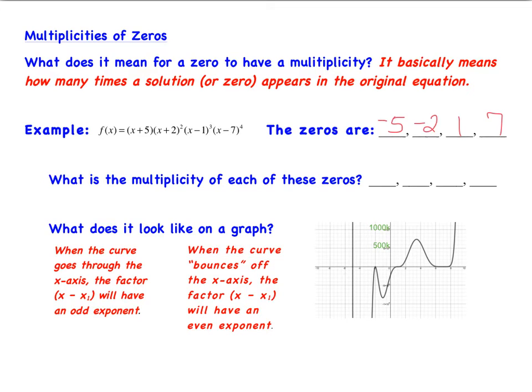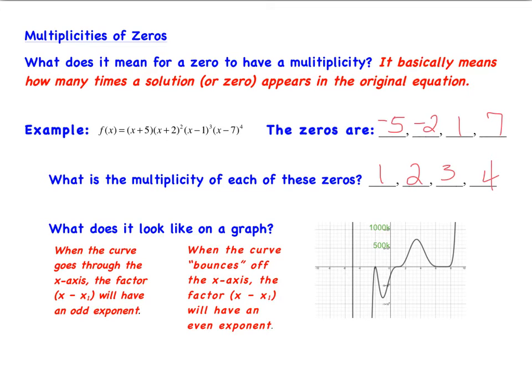Now I'm ready to find the multiplicity of each of these zeros. You do this by looking at the exponents after each binomial. If you look at x plus 5, you don't see an exponent. So we know that means the exponent is an invisible 1. So our first zero has a multiplicity of 1. I look at x plus 2, and the exponent is 2. So that means our second zero has a multiplicity of 2. I continue this: my third zero has a multiplicity of 3, and my fourth has a multiplicity of 4.